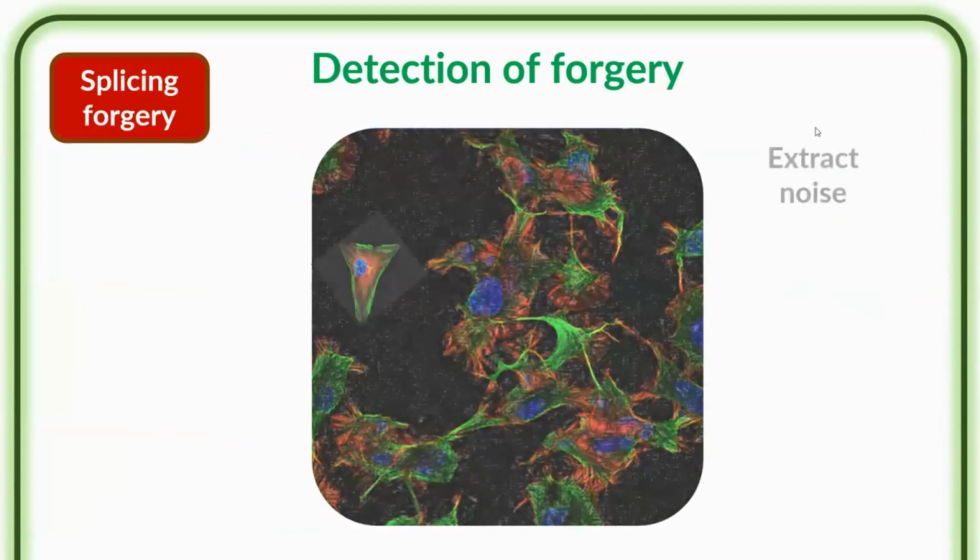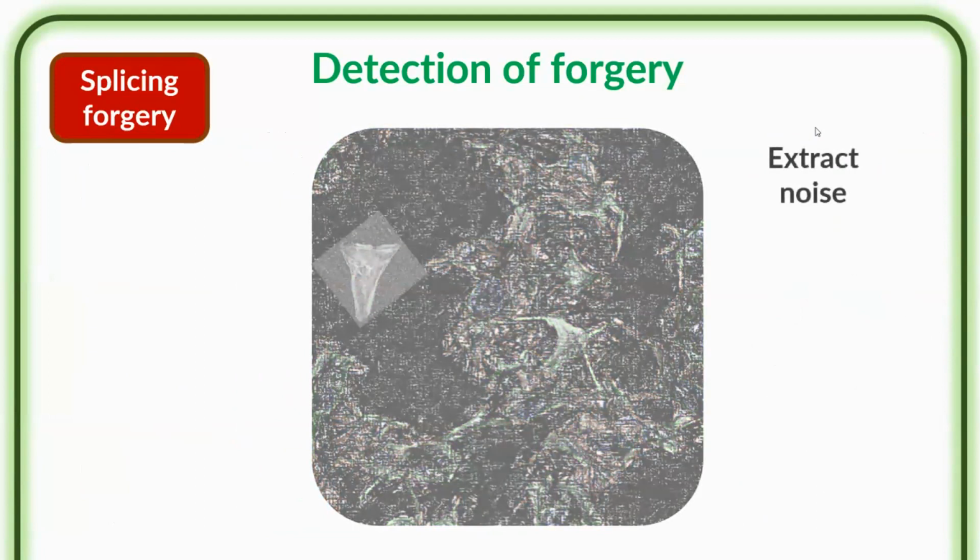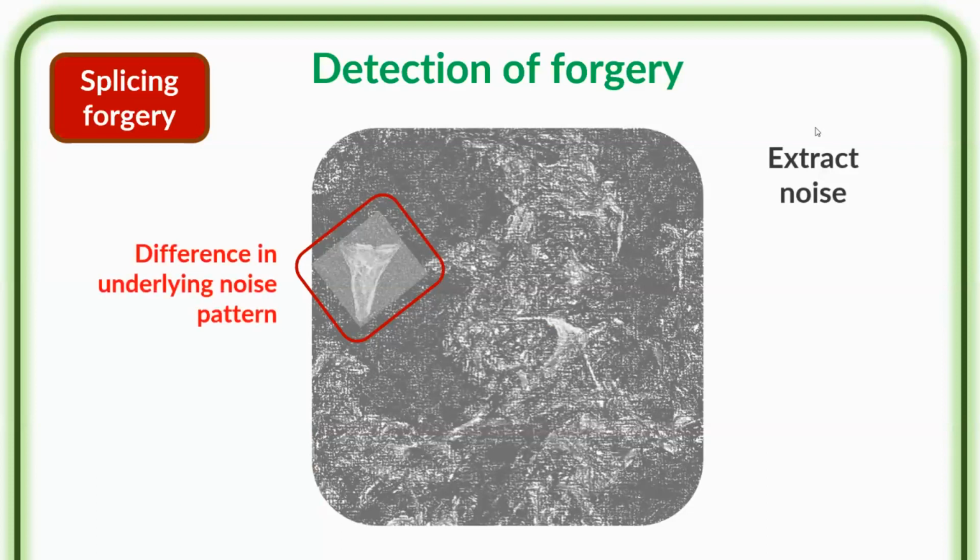So when we try to convert the image and extract the noise, we can clearly see a patch appear whose noise distribution is very different from the rest of the image. In this way, we can understand that this difference in the underlying noise pattern can help us detect splicing forgery.